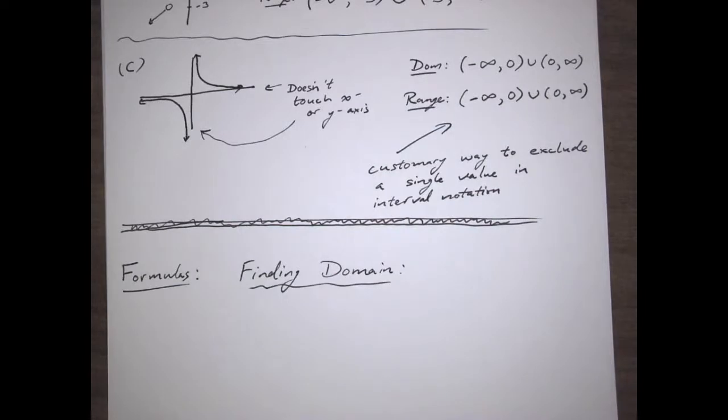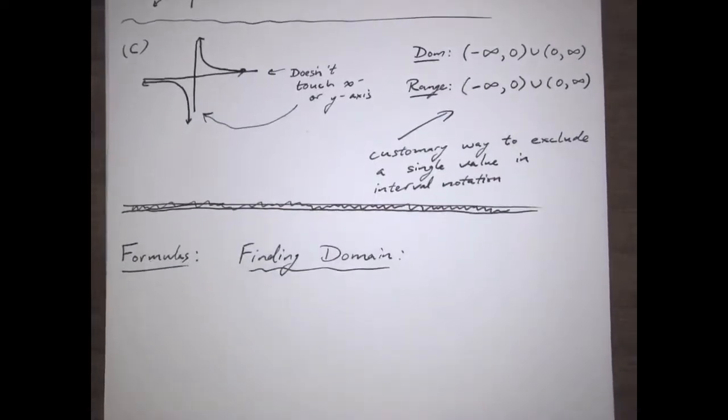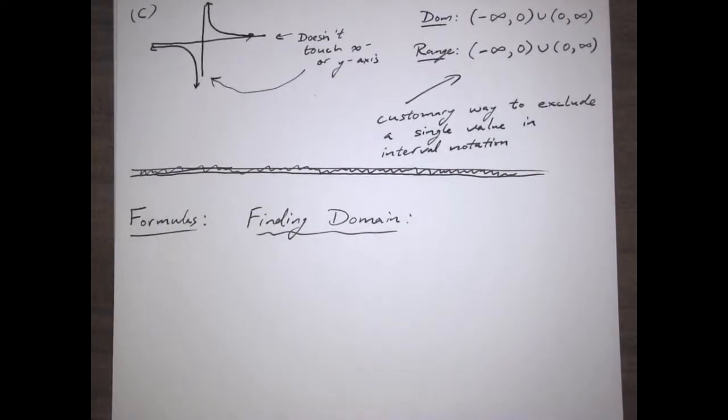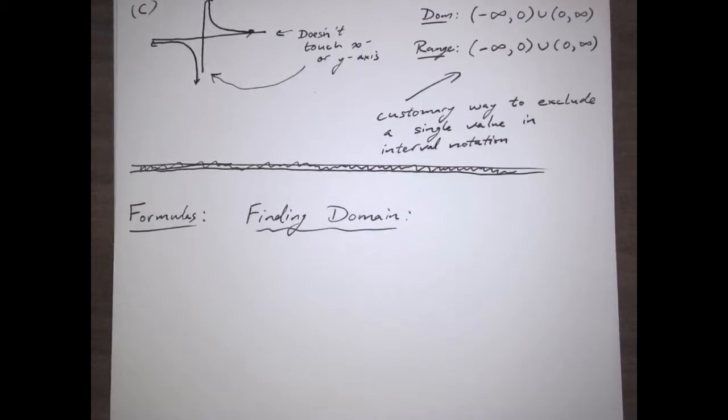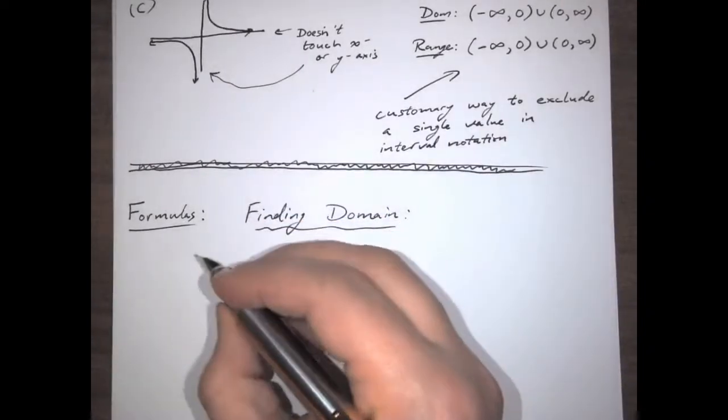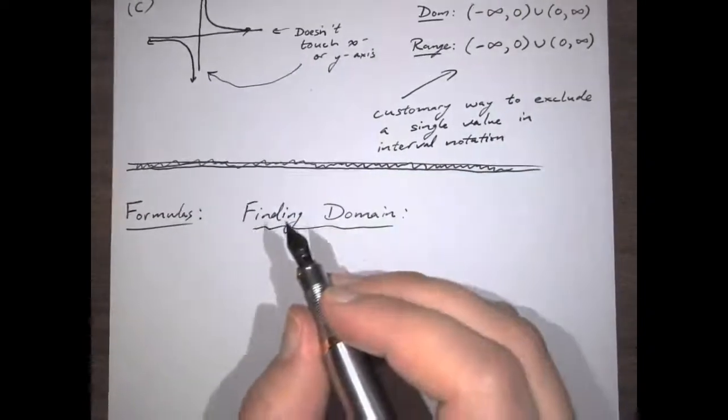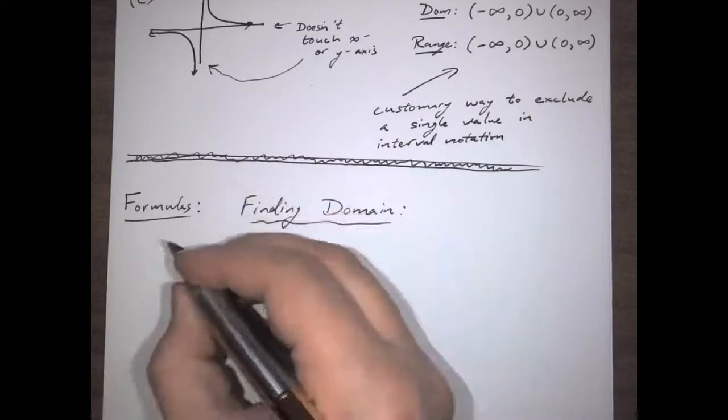So here's the basic idea on this. What you need to verify is that certain telltale forbidden things don't happen. Those forbidden things are dividing by 0 or taking a square root of a negative.